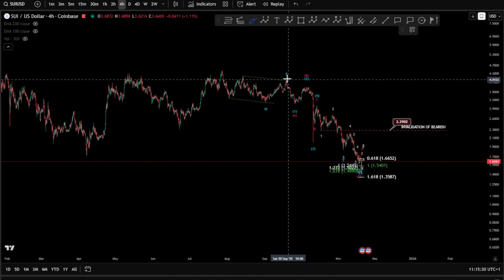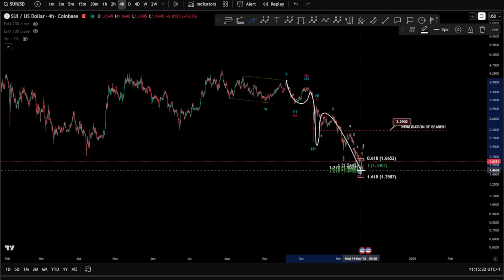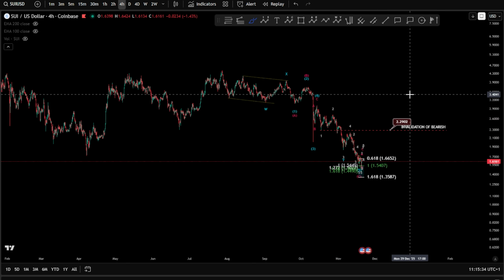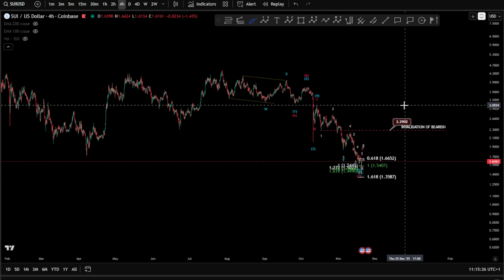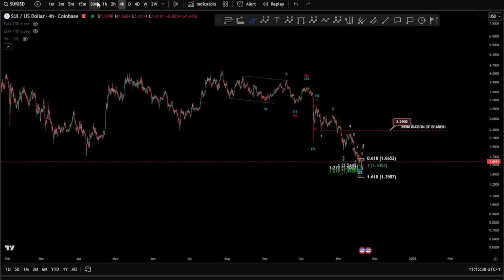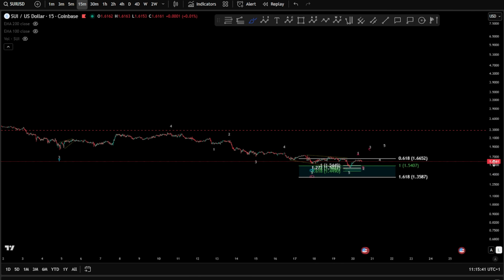Especially if you have finished here a potential structure 1, 2, 3, 4, and a 5. This way 5 is looking done and finished. So these are right now the possibilities for SUI. I'm expecting a little bit higher prices.